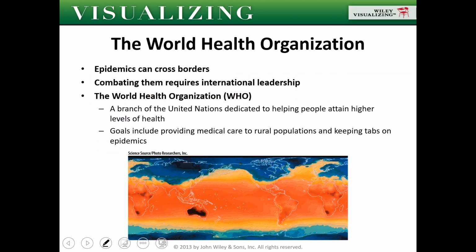Now, the international organization that coordinates epidemiological efforts in different countries is the World Health Organization. It's a part of the United Nations.